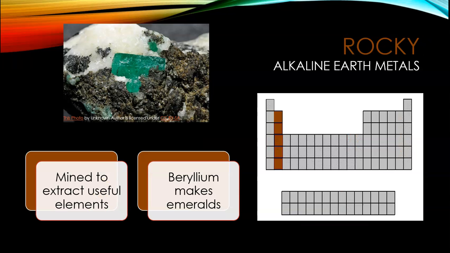The second column is the alkaline earth metals. The column we're going to color brown because these metals are mined from rocks to acquire either compounds like limestone or extract elements like calcium and magnesium. See the green of the emerald peeking out of that rock? Beryllium, at the top of the column, is what gives that emerald its green color. So we'll color the alkaline earth metals brown, like the rocks these elements come from.